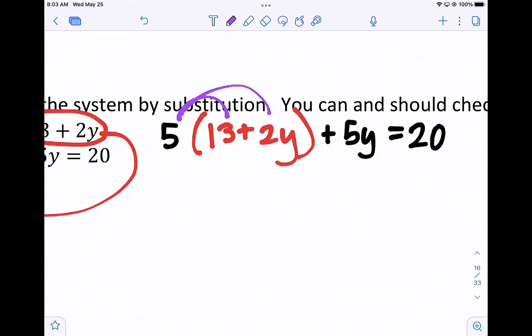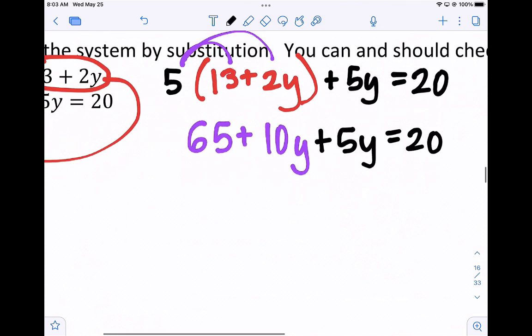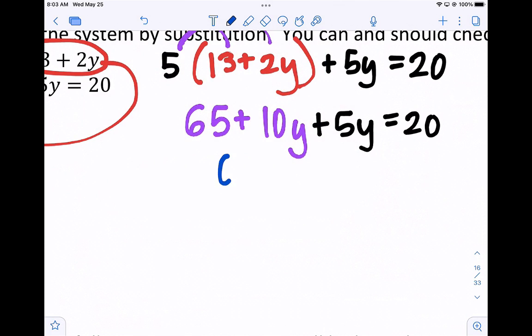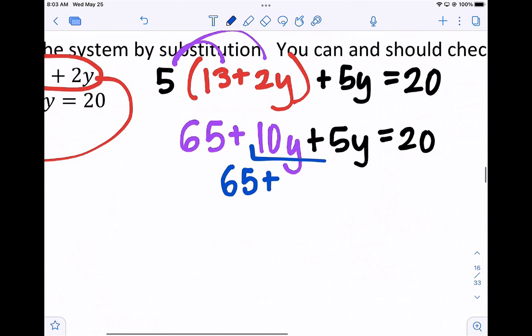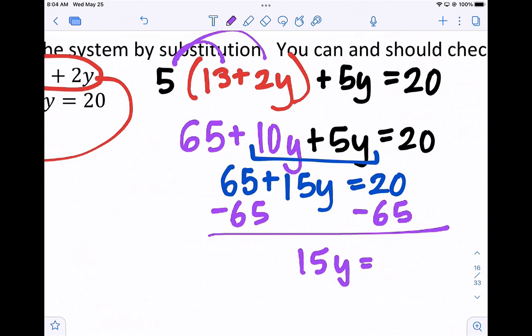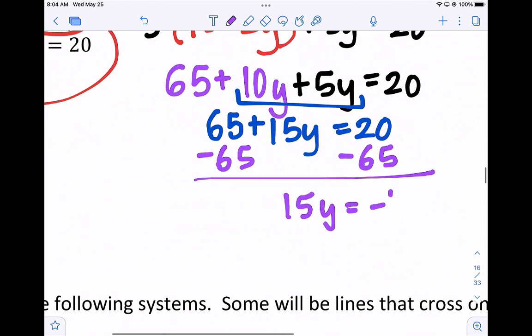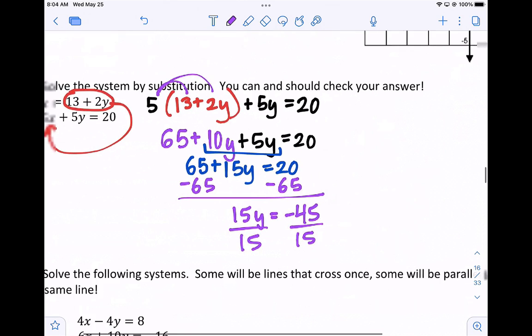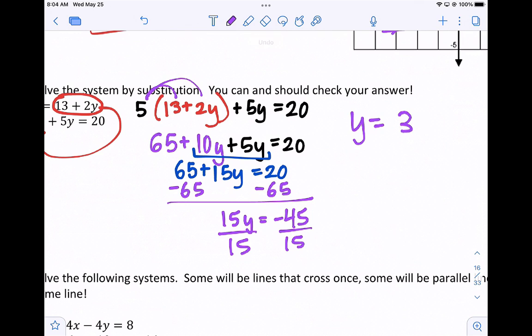All right, so 5 times 13 is 65, plus 10y when we distribute, plus the 5y equals 20. Combine like terms and solve. So we have 65 plus, combining our y's, 15y equals 20. Subtract 65 from each side. 15y equals -45. Divide by 15. So y equals -3. Remember, we're trying to find the point of intersection.